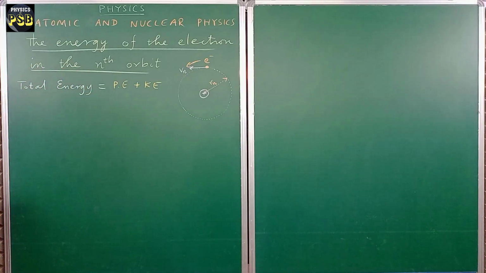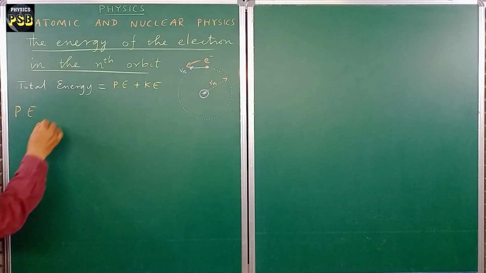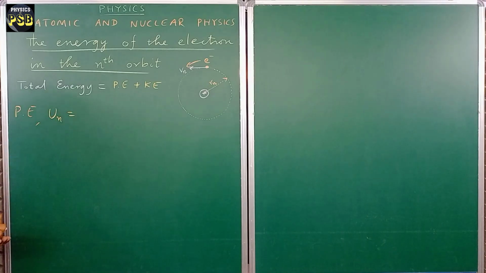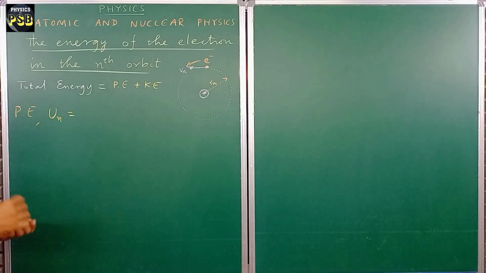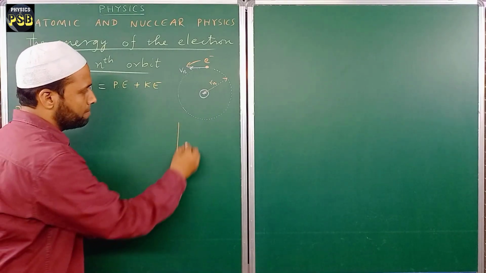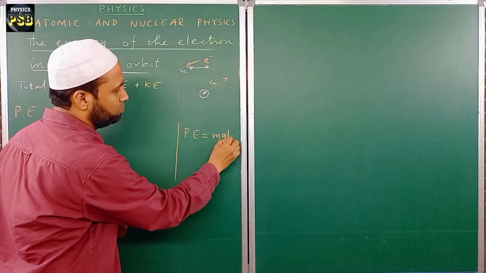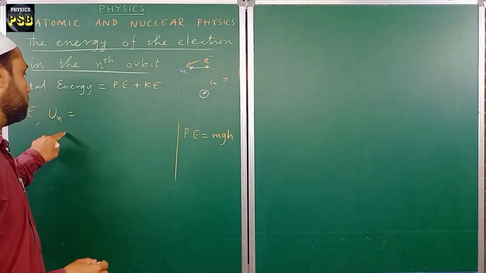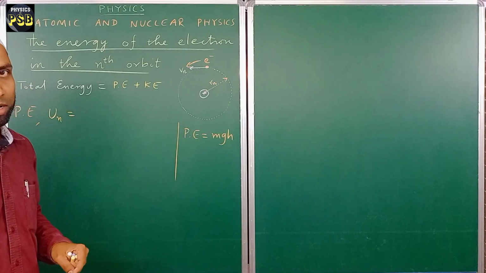Here, the potential energy of the electron is represented by the letter U n. So, potential energy of the electron in the nth orbit. And now we know very well potential energy is mgh. Okay, by keeping this in mind, I am going to derive the expression for potential energy for a given electron in an atom.